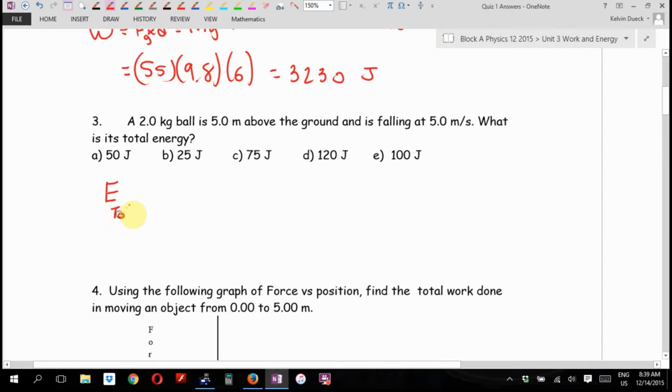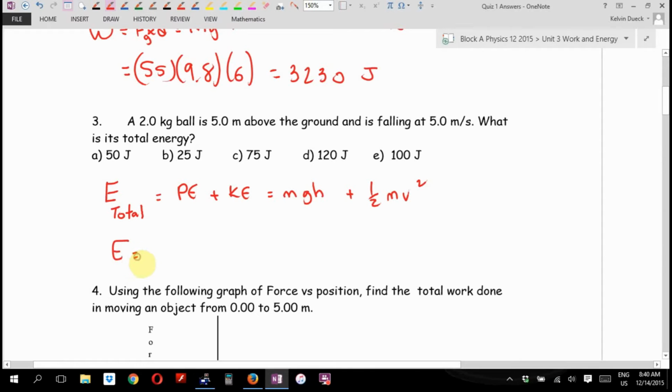I think total energy is going to be the potential plus the kinetic. Not change in, because they just want it at this point. Okay. Well, the potential is going to be mgh, and the kinetic is going to be a half mv squared. Mass doesn't cancel, because I don't have a mass in E total.